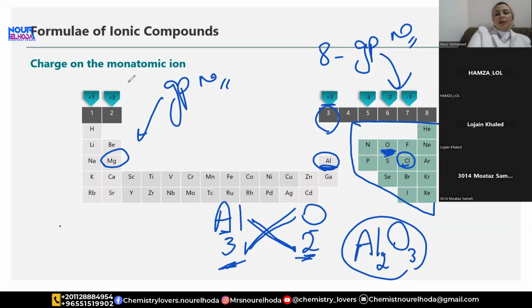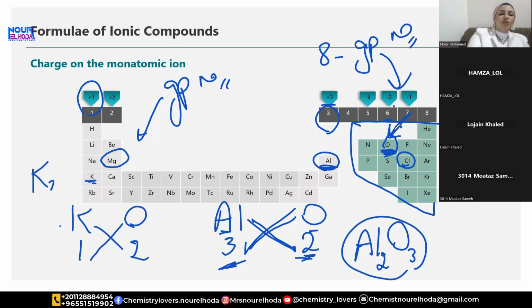Okay, next. I want to write, let's say, potassium oxide. Potassium, and then the oxygen is here. Potassium is in group 1. So since it's a metal, I'm going to put 1. Oxygen is in group 6, but this means it's a non-metal. I'm going to do 8 minus 6, which is 2. And then you swap, so it's going to be K2O. Okay? Perfect. These are for the simple ones.